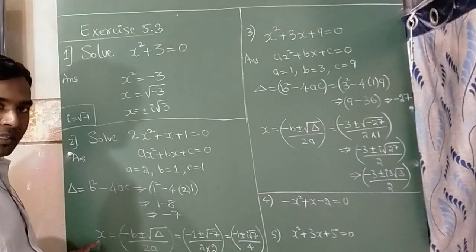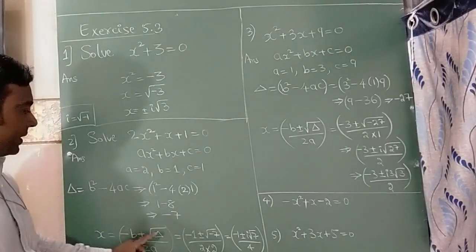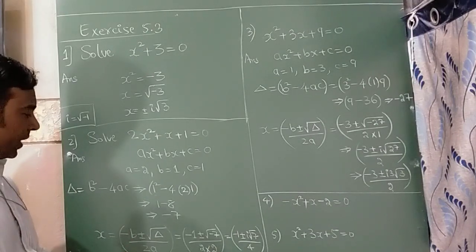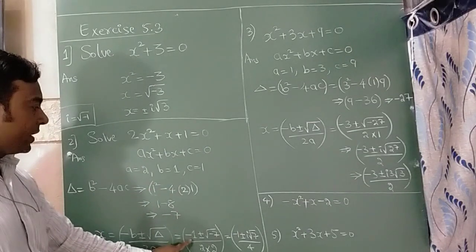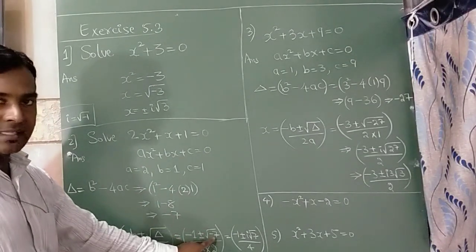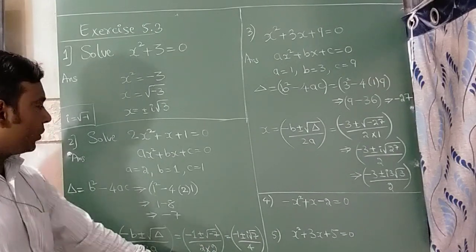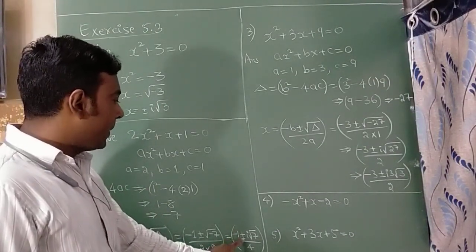Now the formula is x is equal to minus b plus or minus square root of this delta divided by 2a. So minus, I have written as it is. B value is 1, so I have written 1 plus or minus square root of delta. I have got minus 7 divided by 2 into a value is 2. Now 2 2s are 4, minus 1 plus or minus.